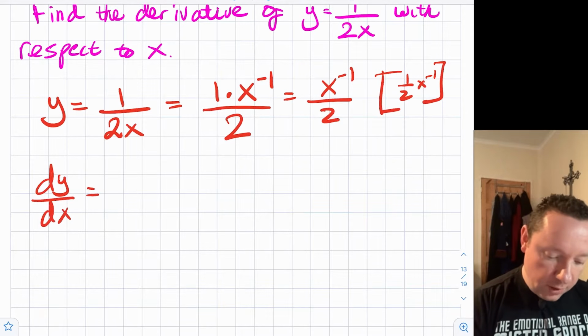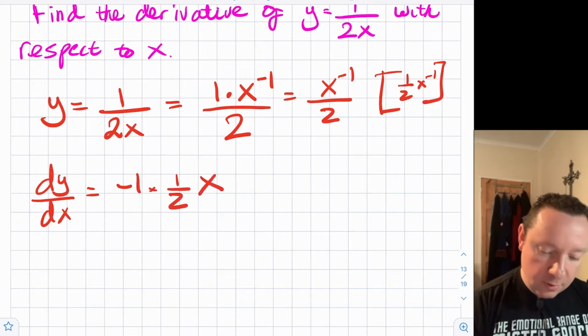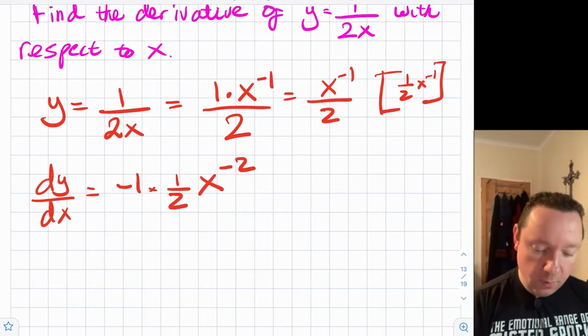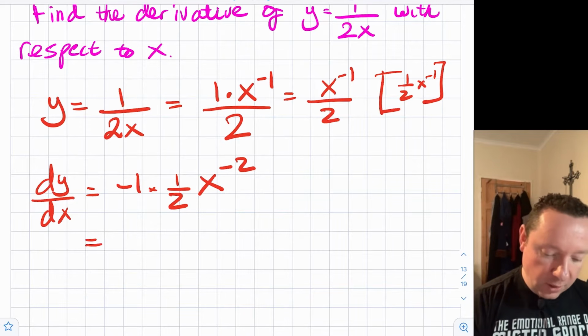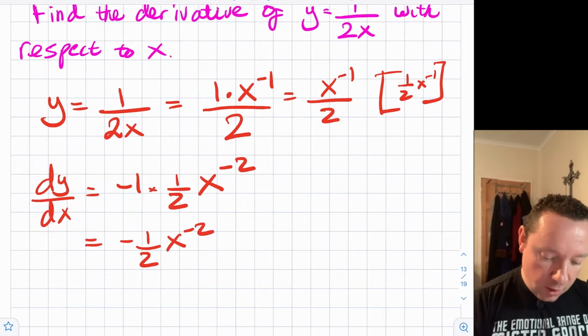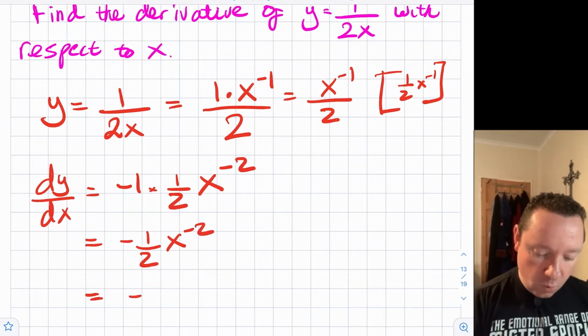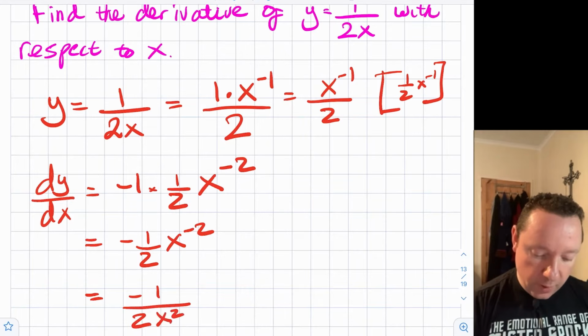Minus 1 goes in front. I'm still timesing by a half, x to the power of minus 2, take away 1. Tidying that up, minus 1 times a half is minus a half, x to the minus 2, positive power, minus 1 over 2 stays where it is, but the x can join it and become x squared.